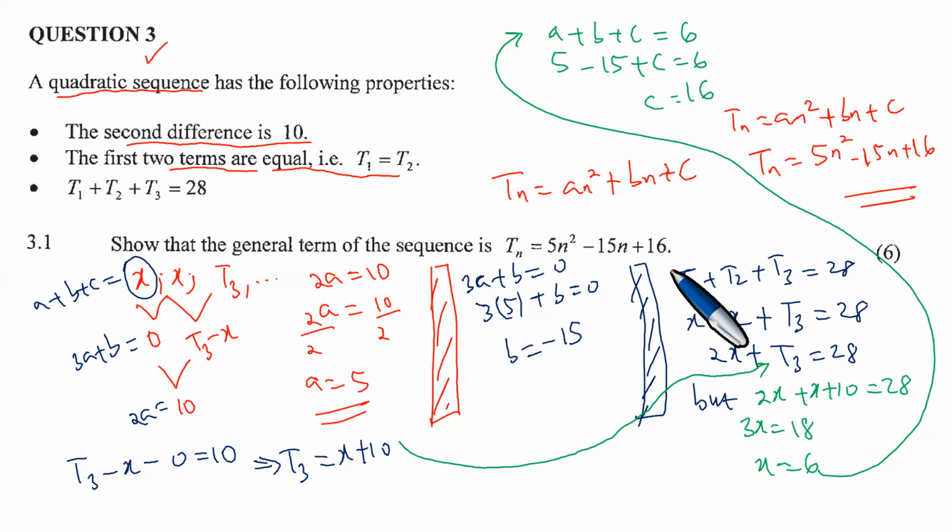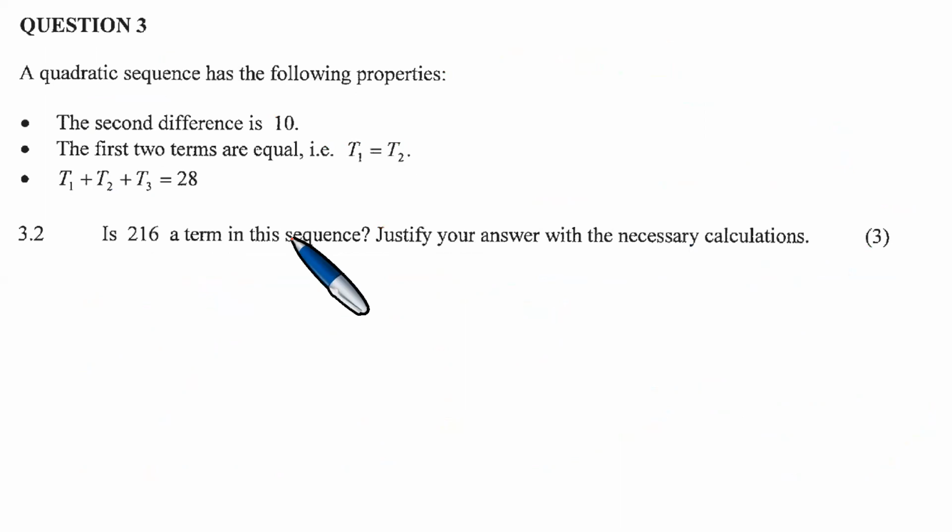Right, the next thing is we're going to look at the next question. The given information is still the same. What do you have? We still have 216. Is 216 a term in this sequence or not? Justify your answer with the necessary calculations.